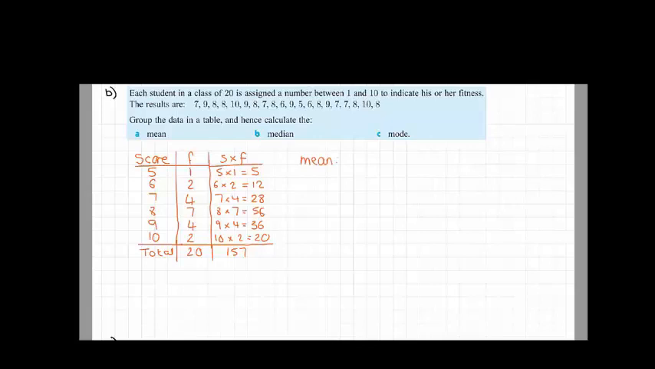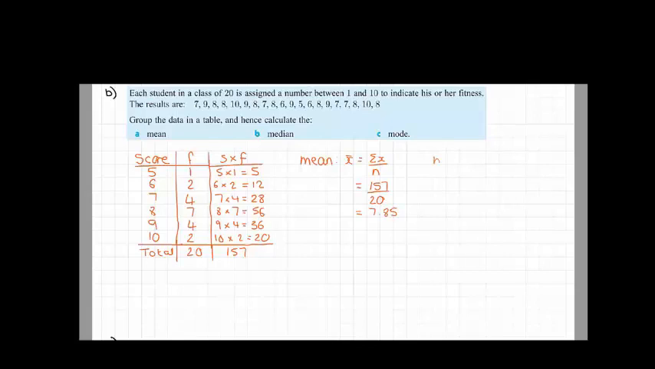So for the mean, remember the mean is x with the line above it, the sum of all the x values divided by n. The sum of all the x we've got in our table, which is 157, and we have 20 values in total. And if you work out your mean, that will be 7.85.